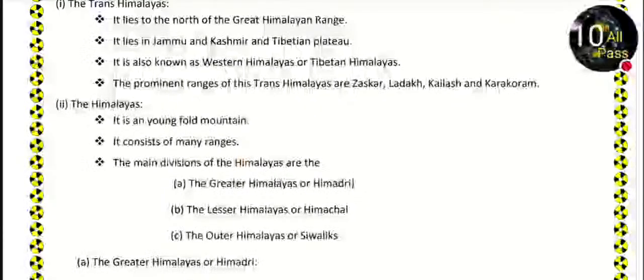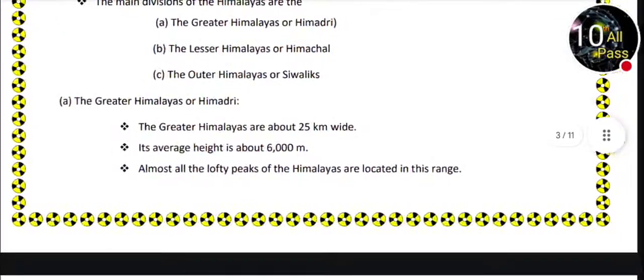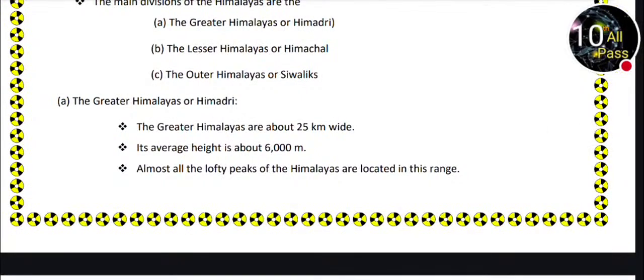The Himalayas. It is a mountain system that consists of many ranges. The main divisions of the Himalayas are the Great Himalayas or Himadri, the Lesser Himalayas or Himachal, and the Outer Himalayas or Shivalik. The Greater Himalayas or Himadri.